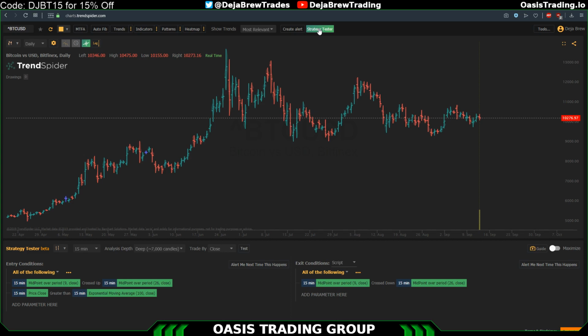So the strategy tester is very advanced. It took me a little while to get used to it. But go to the top, turn on your strategy tester here, and you have your entry conditions on your left, your exit conditions on your right. Right here it has what time frame you want this strategy to be run on. How long do you want this to be backtested? Do you want it to just do your current chart? Do you want to do a shallow test of 2,000 candles, a medium test of around 3,000, or a deep test of 7,000? I typically do deep because the more data, the better.